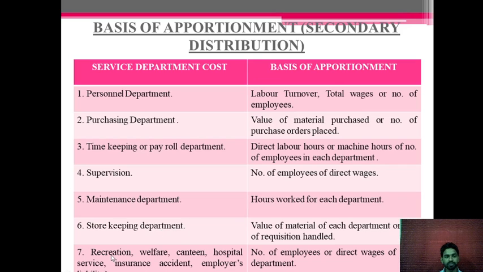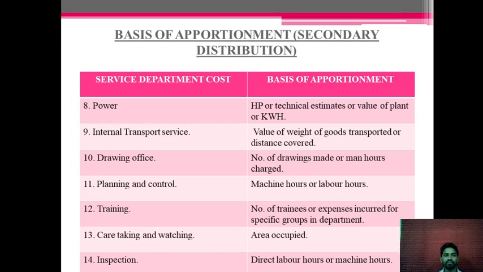Next, recreation or welfare, canteen, hospital service, insurance, accident, and employers' liability. These costs are apportioned on the basis of number of employees or direct wages of each department.